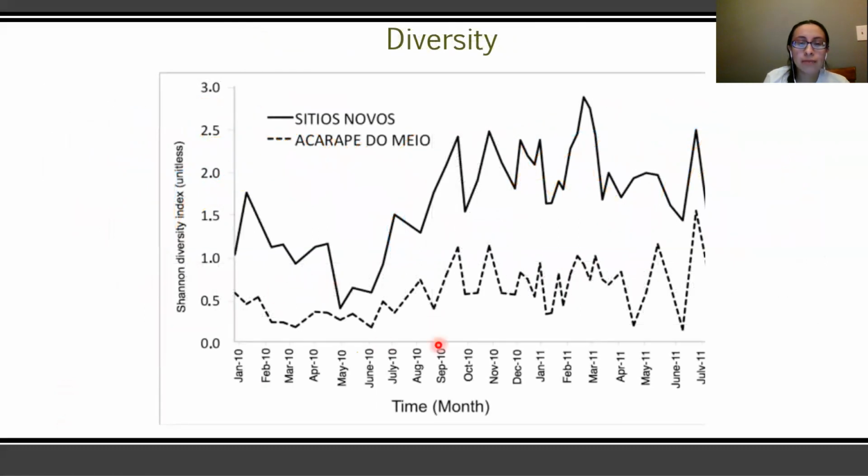And so when comparing the diversity of the different reservoirs by the Shannon Diversity Index, on the y-axis they had the Shannon Diversity Index, and on the x-axis is the time in months showing the different seasons. Here you can see that Sitios Novos had more diversity, even beginning in January 2010. It's around 1.0 for the Sitios Novos reservoir, while the Acarape do Meio reservoir has a diversity index of 0.5. So this shows that there was more diversity between the 3 different groups of cyanobacteria and phytoplankton in Sitios Novos, while there was lower diversity in Acarape do Meio.